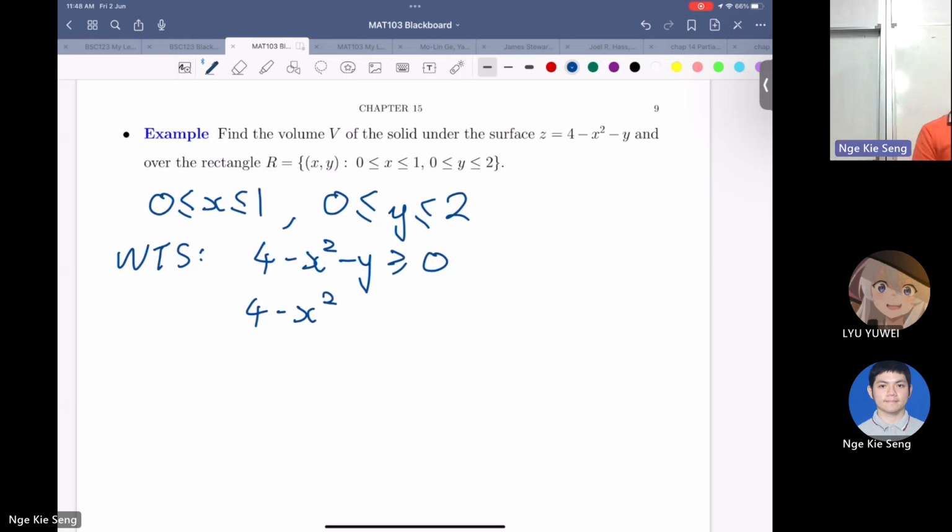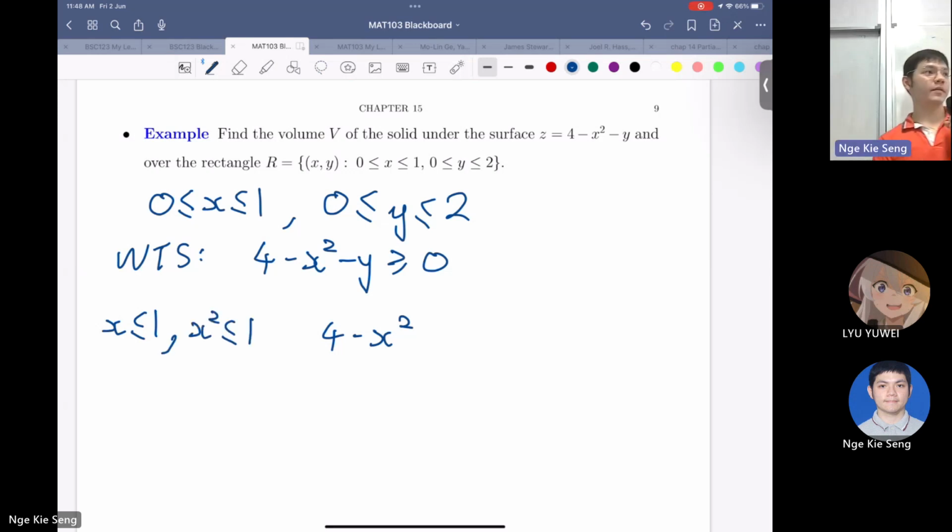So we know that x is less than or equal to 1, okay? Meaning x squared is also less than or equal to 1, okay? So this implies what? 4 minus x squared is greater than or equal to 4 minus 1, which is 3, right?